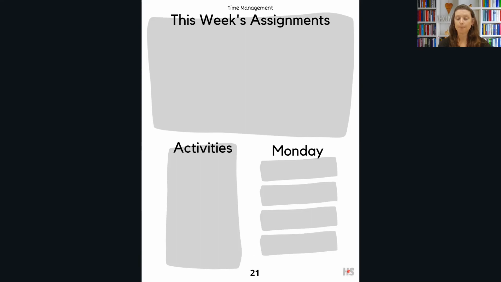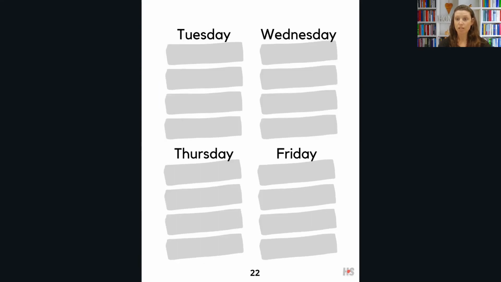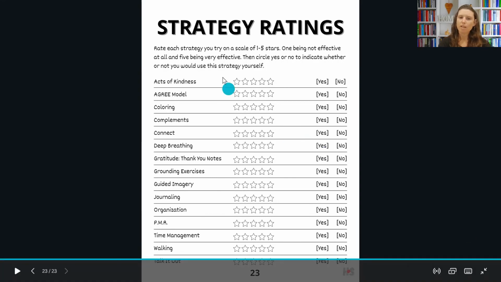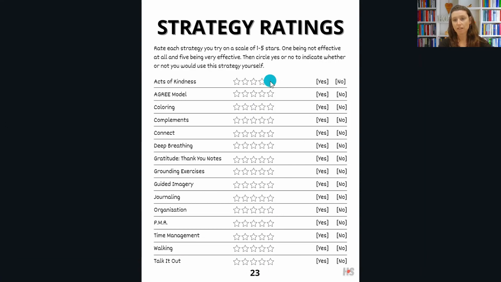After they try a strategy, they're going to go to this strategy rating sheet where they rate each strategy for its level of effectiveness, 1 being not very effective at reducing stress and 5 being very effective. And then they indicate by circling yes or no whether this is a strategy they'd actually use in their own lives.